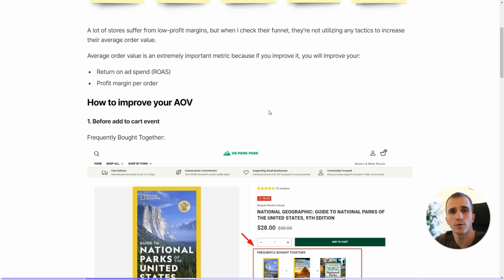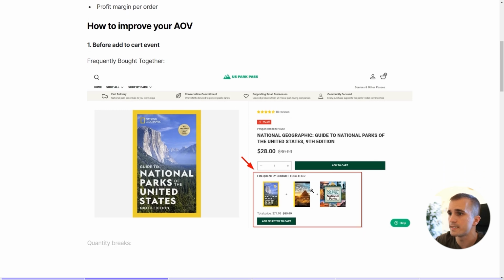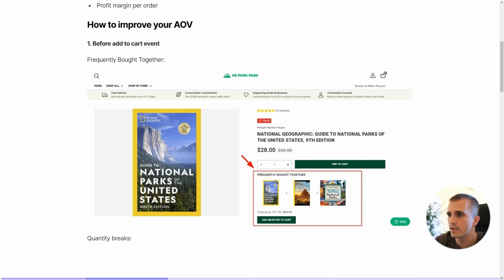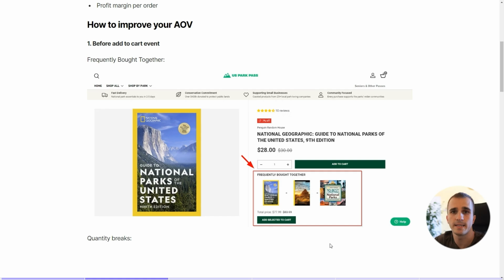So the first part of the journey where you can increase your AOV is before the add to cart event, so before your customers add your product to the cart. This is one example. You can see right below the add to cart, there's a frequently bought together option and they can just click on this. This is one of our clients' stores, and just by having this on their Shopify store, they're generating an additional $30,000 per month just from this app. And you can imagine how much it really helps with the AOV.